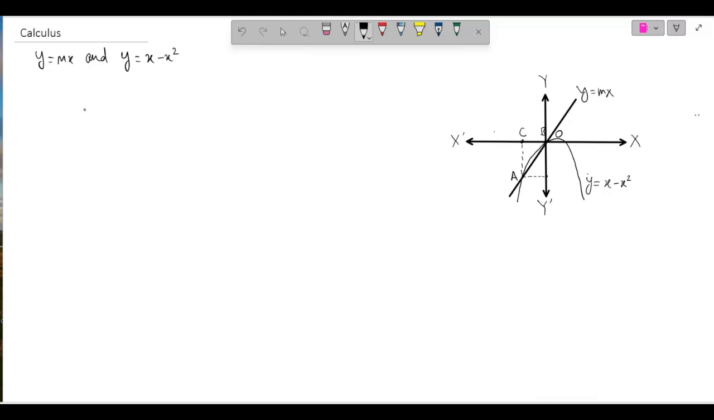So we have a rough sketch of both the line and the parabola, which is something like this. Okay, so now we need to find point C and point B so that we can integrate both the line and the parabola from point C to point B. So for that, we will equate the equation of the line with the equation of the parabola.